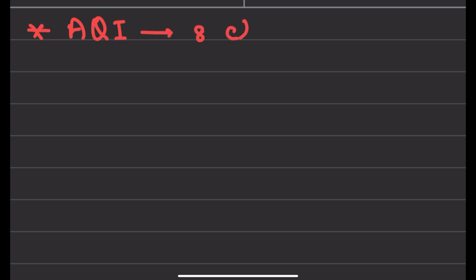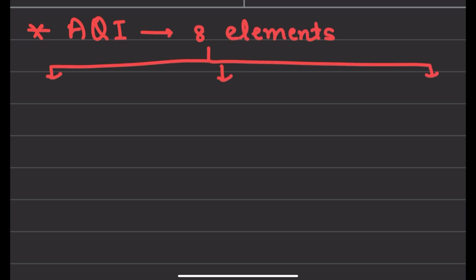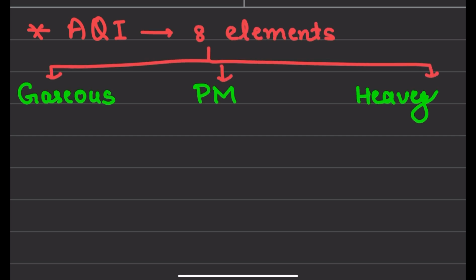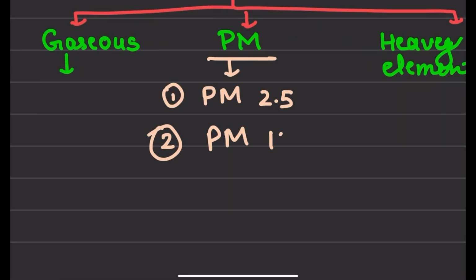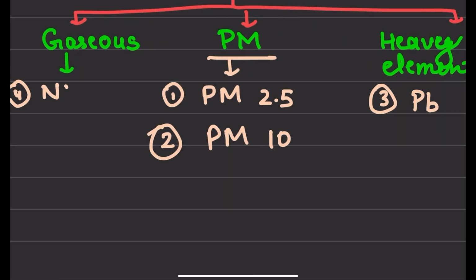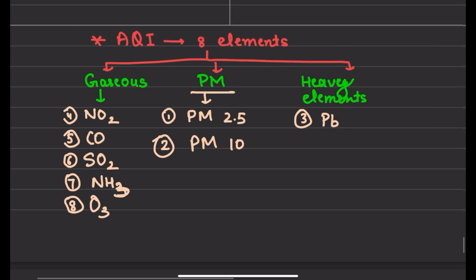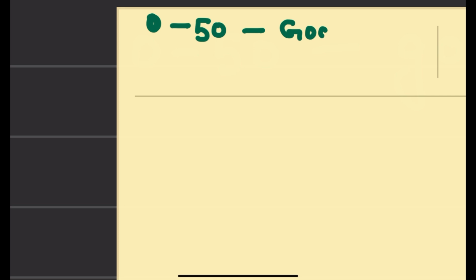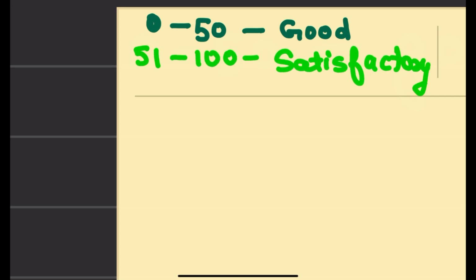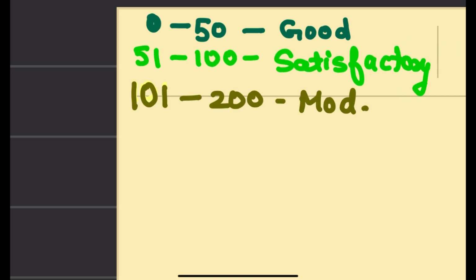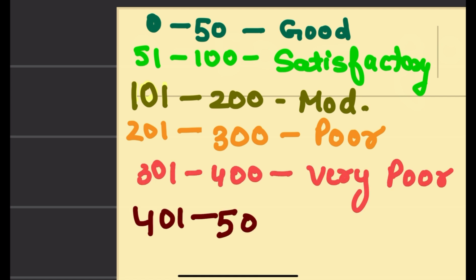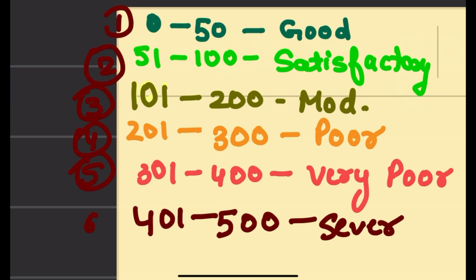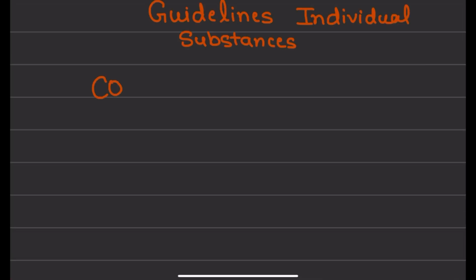Now, the major index that we follow is the air quality index. It has 8 elements: gaseous, particulate matter, and heavy metals. In particulate matter we have 2.5 and 10. In gases we have nitrogen dioxide, carbon monoxide, sulfur dioxide, ozone, and ammonia. Now 0 to 50 is considered good, up to 100 is considered satisfactory, more than 200 is considered poor, 301 to 400 very poor, and more than 400 is severe.